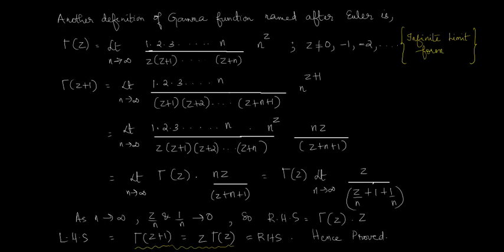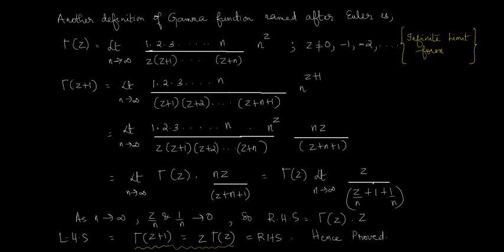Another definition of gamma function, this is not an integral representation. We just saw the integral representation proposed by Euler. This is another way of defining gamma function, and this is called the infinite limit form. We can just understand it by looking at the representation itself, why it is called the infinite limit form.